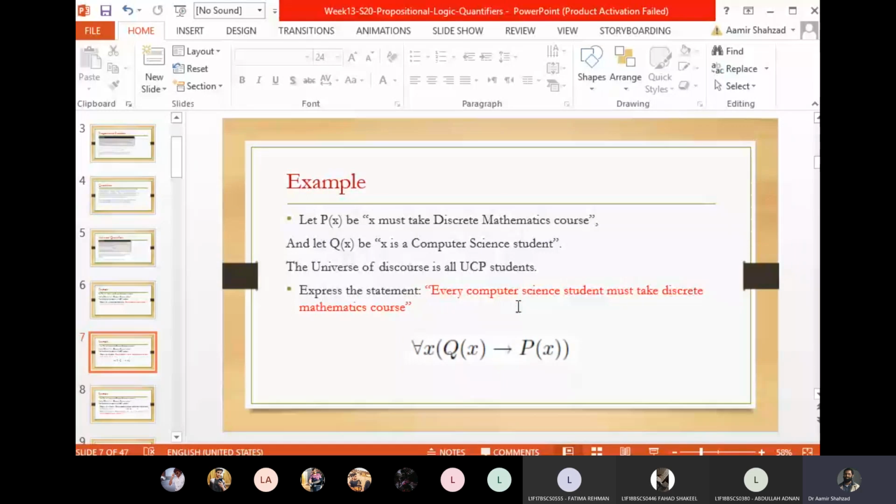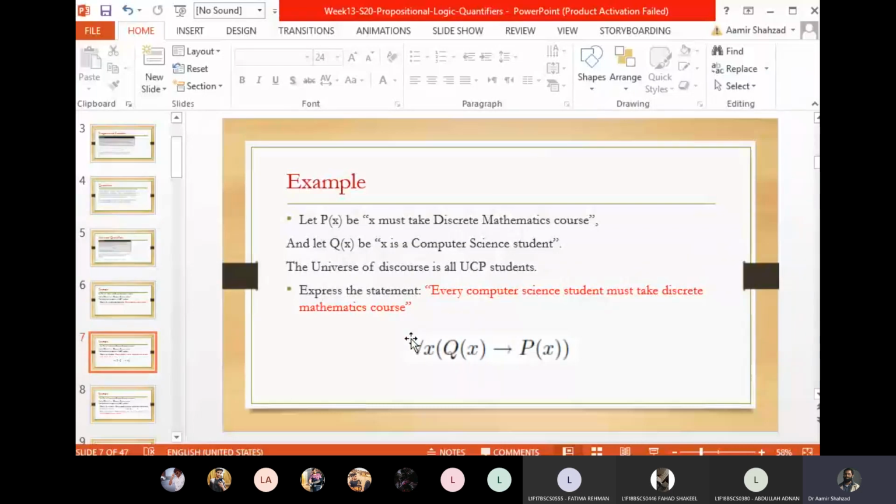So the statement written in red, we can also say it: for all UCP students, if a student is a computer science student, then he must take the discrete math course. In other words, we can say every computer science student must take the discrete math course. So this is a way to express our statements in mathematical notation.